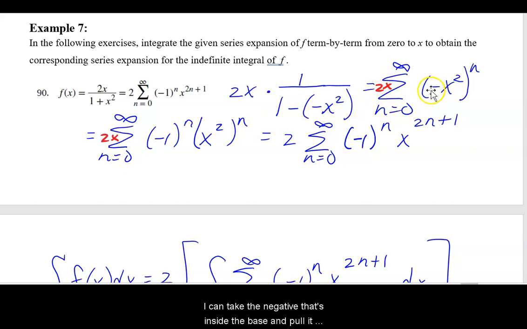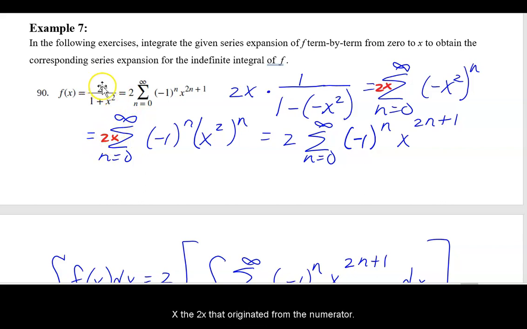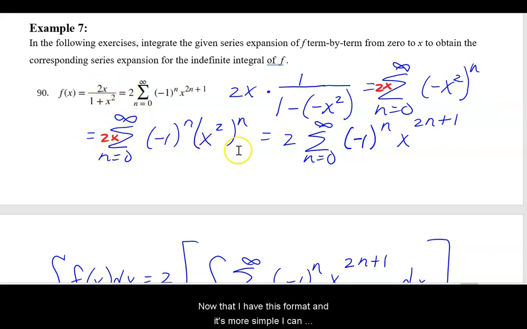I can take the negative that's inside the base and pull it away from the x squared. This will let me write it as -1 to the n, giving me an alternating series, times x squared raised to the n, all inside the power series from n equals 0 to infinity and multiplied by the 2x that originated from the numerator. Now that I have this format and it's more simple, I can take the x on the outside and pull it inside to be combined with the x to the 2n power. That would raise the power by 1 to x to the 2n plus 1.